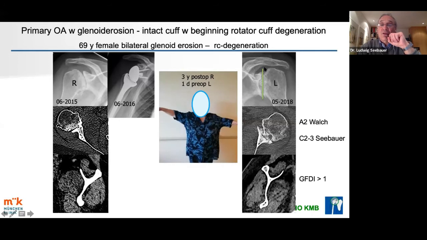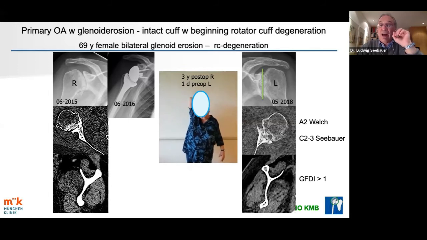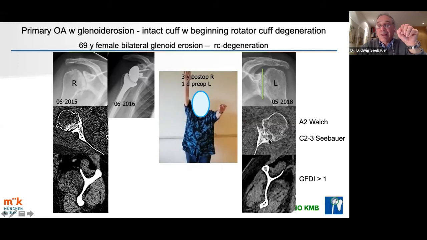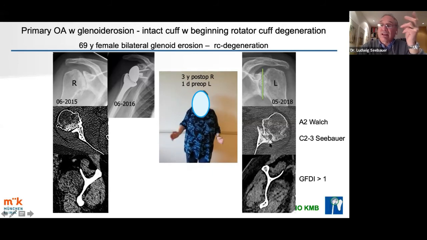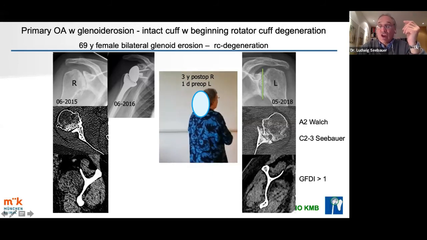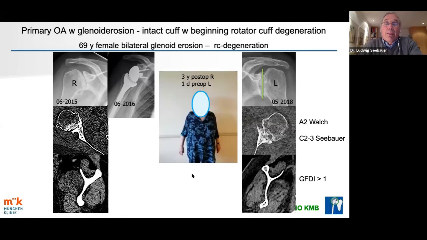And that is her X-rays 1 day before surgery. And you could guess which type of arthroplasty I did. I did a reverse. It was a medial eroded glenoid, not a B2. That is an A2 to Schill classification. We classify that to a C3 already. And she had a global fatty degeneration index, which was bigger than 1.